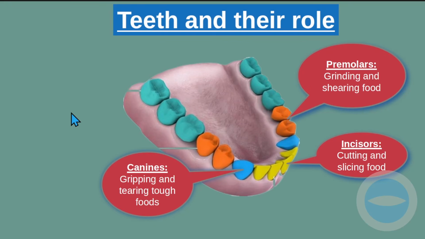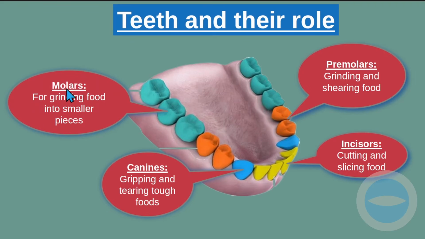And then the last part is the molars. Molars are the far teeth that we normally don't see. The function of the molars is grinding food into smaller pieces. If you can see molars, they are almost flat. So if we chew, they will grind the food into smaller pieces.